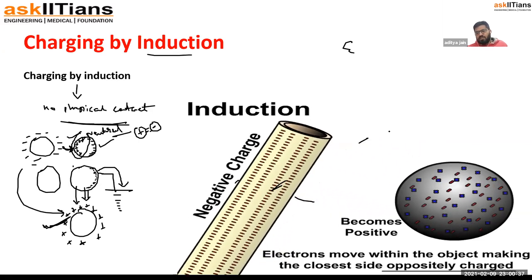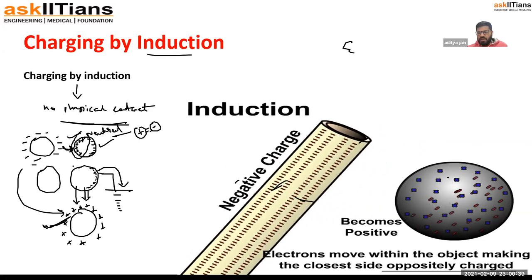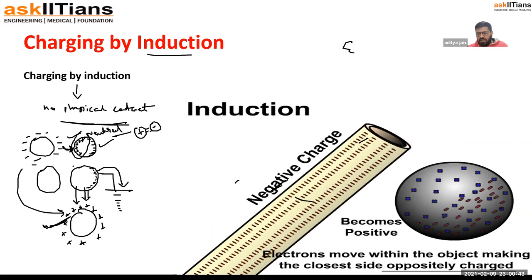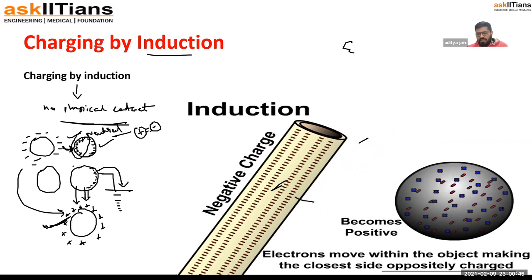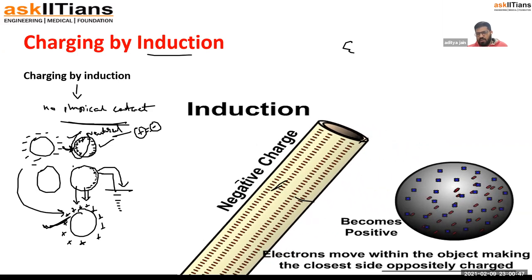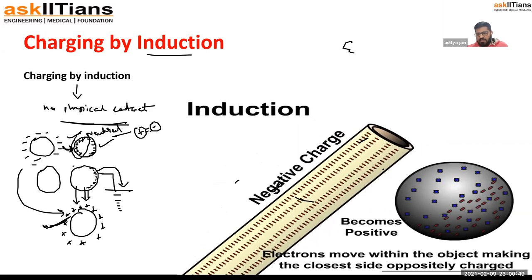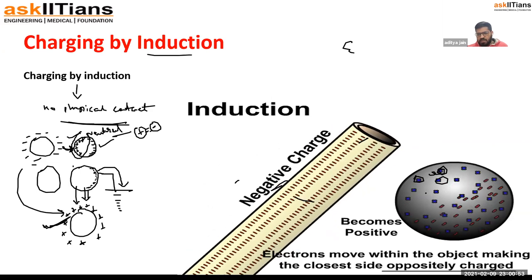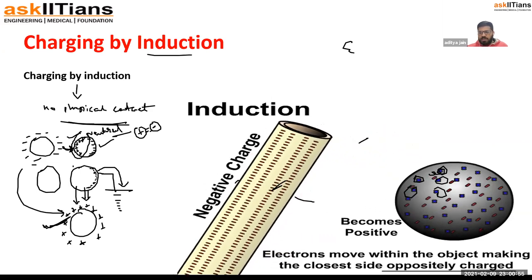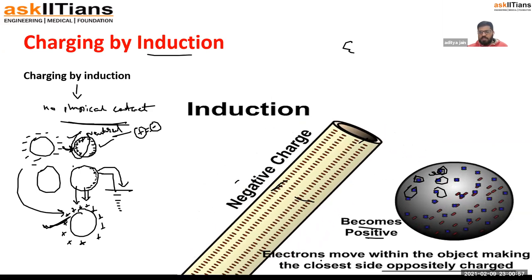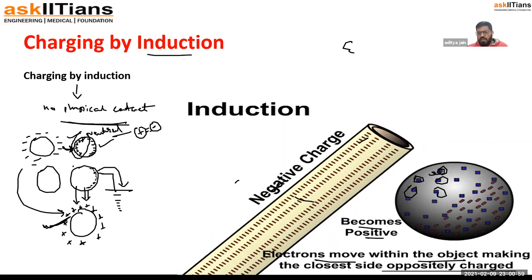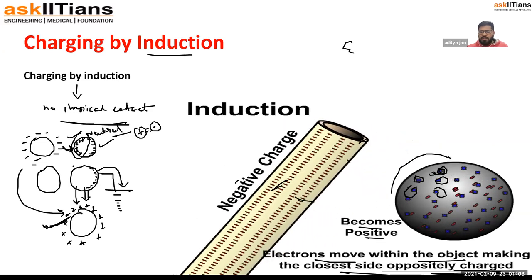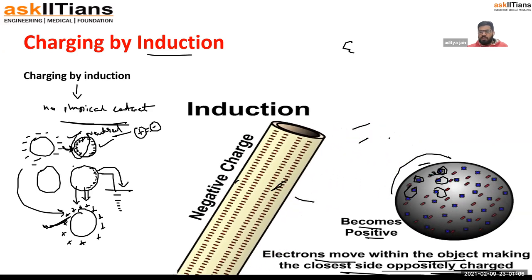Now you can also refer to this diagram. The negatively charged rod was brought near to this neutral body and you can see these red electrons. These red particles, electrons, are getting transferred to the opposite face, which is away from the negatively charged rod. And the remaining charges here, which are near the surface of the negative charge, are protons, or you can say positive charges. So this becomes positive. Electrons move within the object, making the closest side oppositely charged. If this rod is negative, this will become positive.